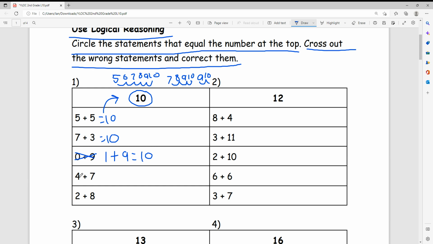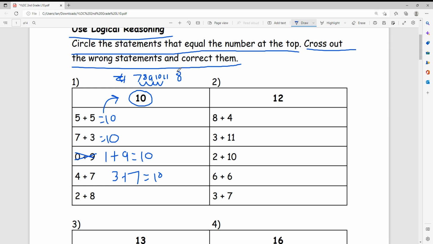So next is 7 plus 4. Let's do 7, and move to the right 4. 1, 2, 3, 4. We count up 8, 9, 10, 11. So now we know our answer is 11 and that's wrong. And we need to go 1 back. So let's do 3 plus 7 equals 10.